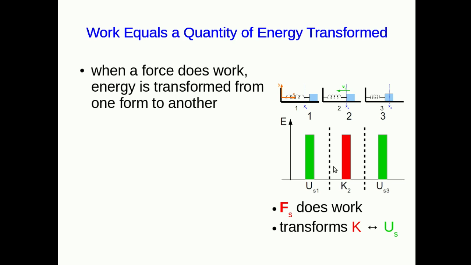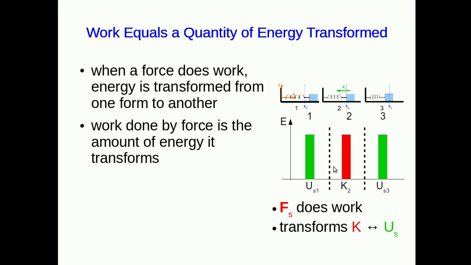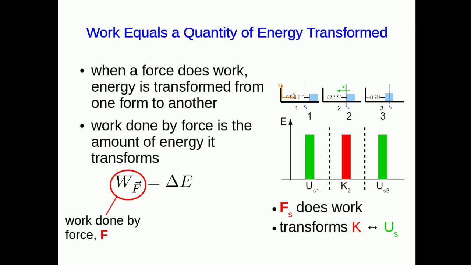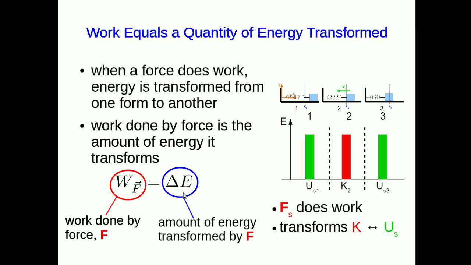So we're going to define the amount of work done by a force as the amount of energy that it transforms as a result of it doing work. So we're going to write it like this. The work done by a force F is equal to, this delta E is going to stand for the amount of energy that gets transformed as a result of F doing work. So let's look at a simple and familiar example then, using this definition to figure out how to calculate a work from a force and the displacement.